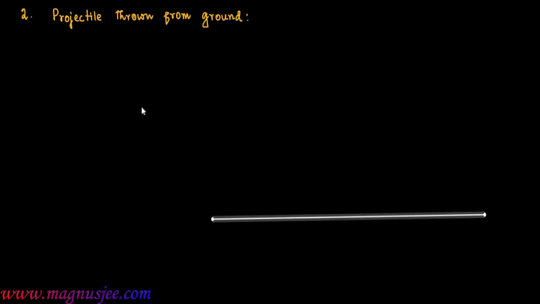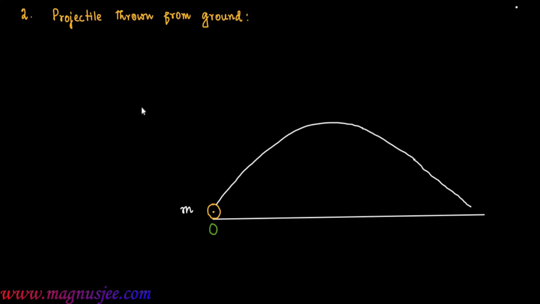Projectile thrown from the ground. This is the ground, or the horizontal direction. A projectile of mass m is thrown from the point O on the ground obliquely, and the projectile describes this type of parabolic trajectory or parabolic path.